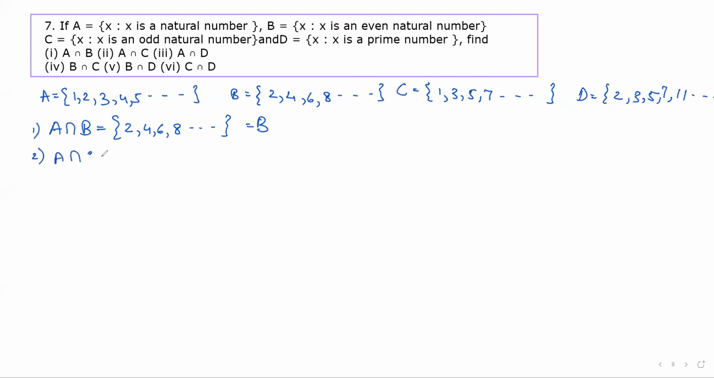A intersection C. Again, A is the set of natural numbers, C is the set of odd numbers, so obviously the common element would be C itself, because C is a subset of A. Similarly in the first question, B is a subset of A. Third, A intersection D. A is a set of natural numbers, D is a set of prime numbers, D is a subset of A, therefore the answer again would be D.